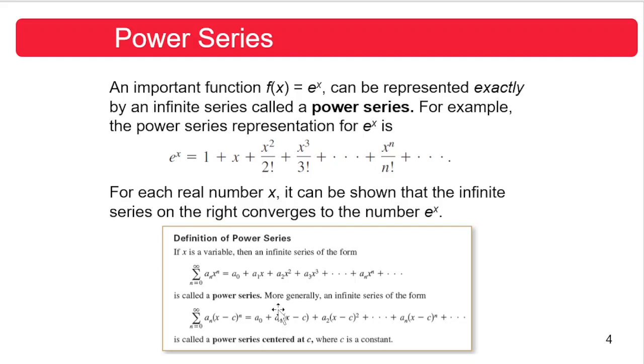More generally, an infinite series of this form, the summation of a sub n times x minus c quantity to the n power, where n is from 0 to infinity, which is equal to a sub 0 plus a sub 1 times x minus c plus a sub 2 times x minus c quantity raised to the second power, and so on, is called a power series centered at c, where c is a constant.